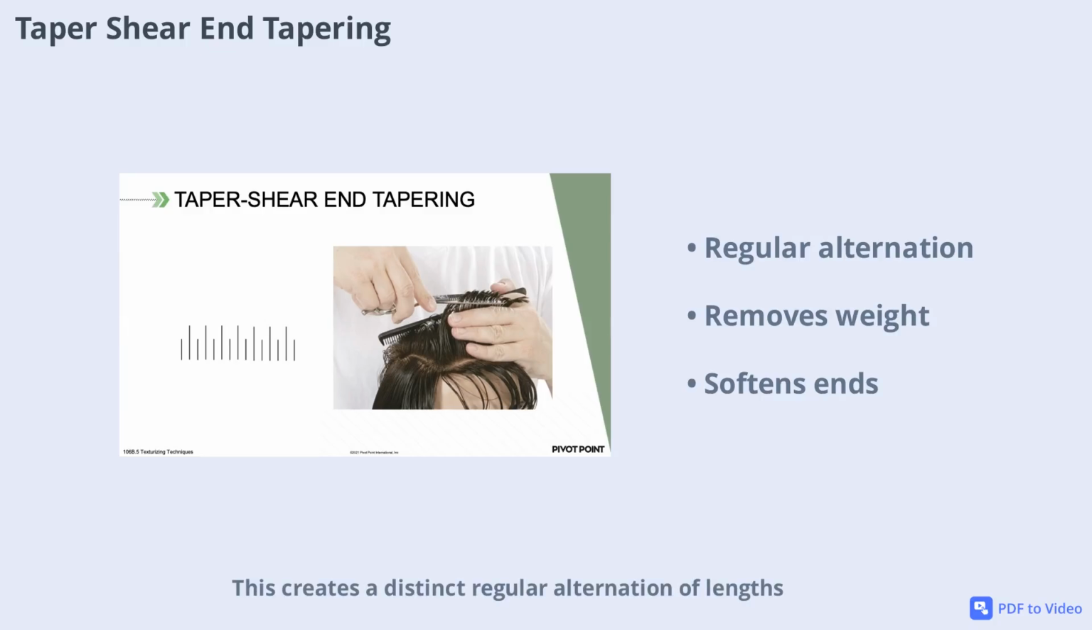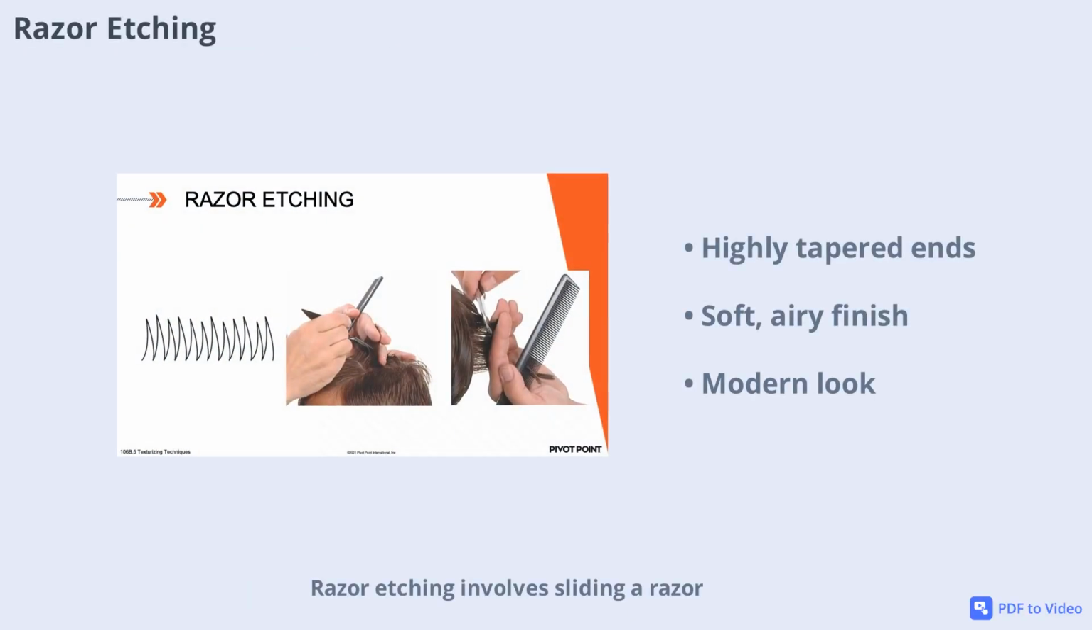This creates a distinct, regular alternation of lengths, removing weight and softening the ends. The effect can be adjusted by using shears with closely or widely spaced teeth, depending on how much hair you want to remove. Razor etching involves sliding a razor blade along the surface of the hair, either at the side or top of a section, to create highly tapered ends.